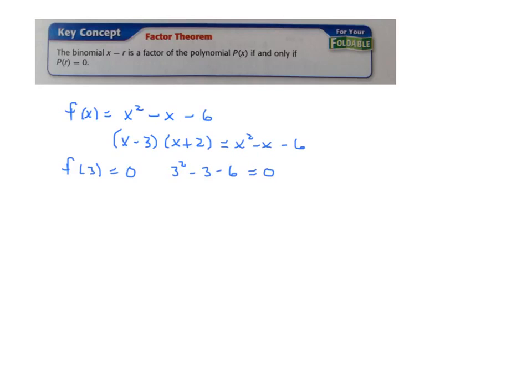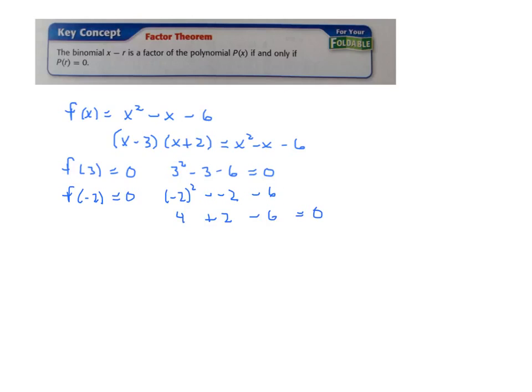And if I take f of negative 2, it also should equal 0 because it's one of the factors. If I take negative 2 squared, I get 4 minus negative 2, so that's plus 2, minus 6. Sure enough, I get 0.